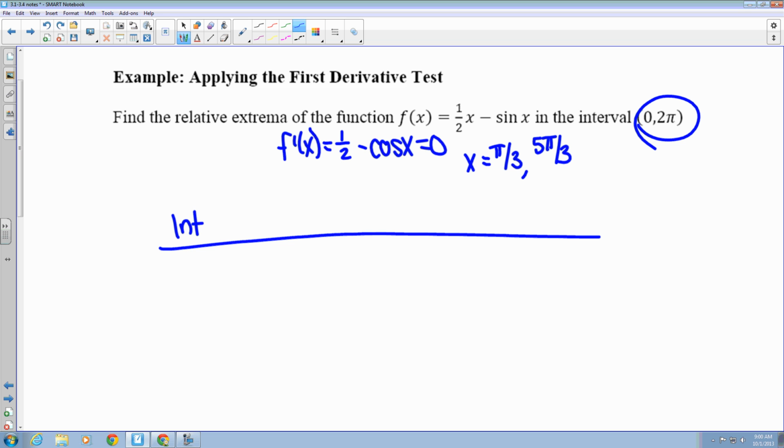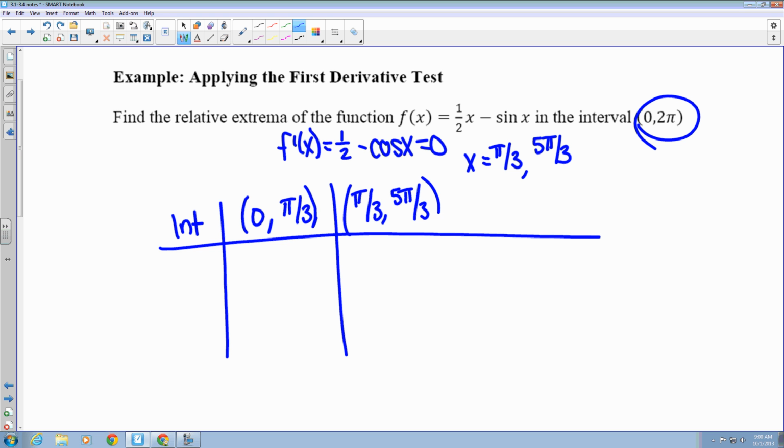First we have our intervals, from 0 to pi over 3. Since it tells us what our interval is, we know we're not going to start at negative infinity like last time. Then pi over 3 to 5 pi over 3, and 5 pi over 3 to 2 pi.